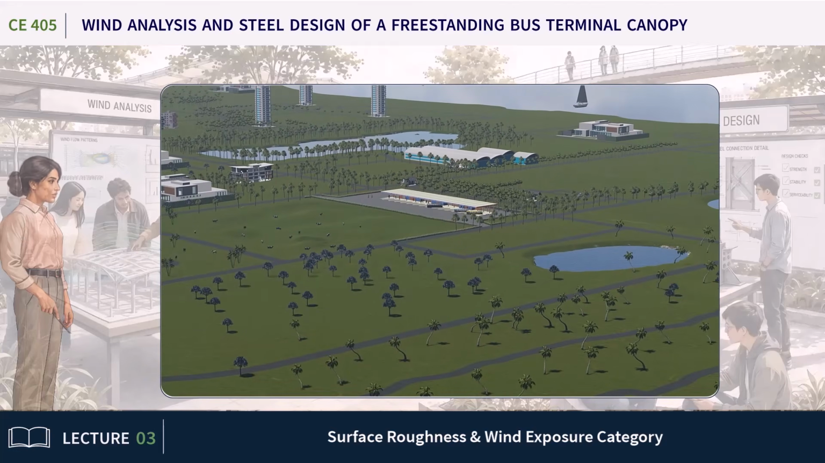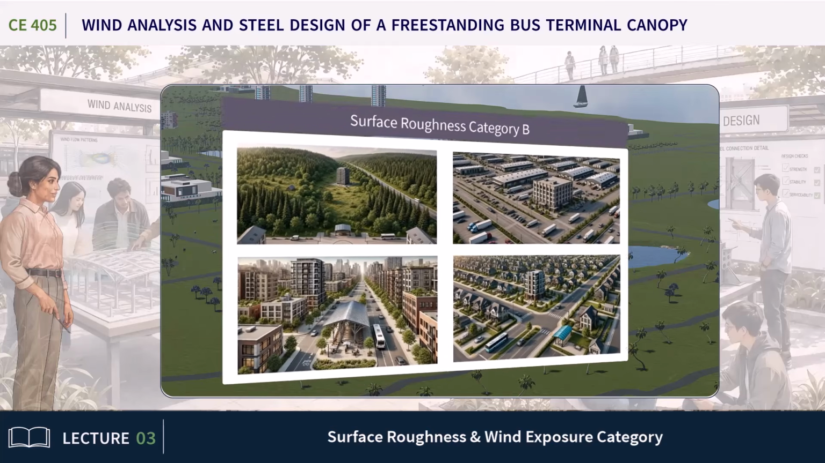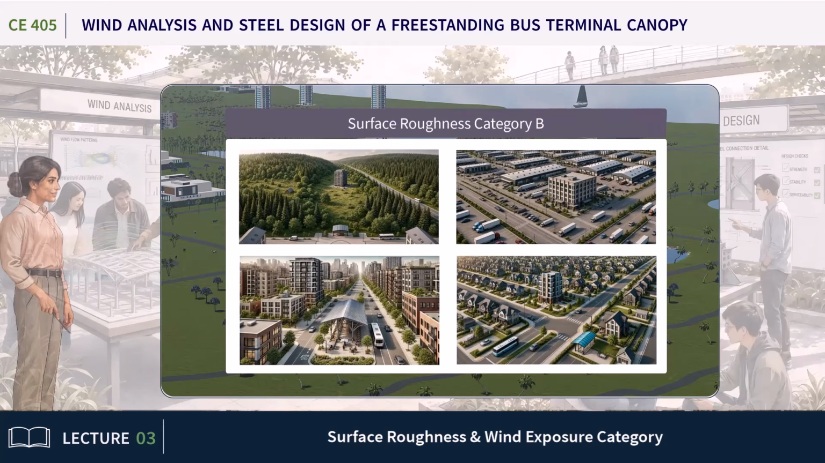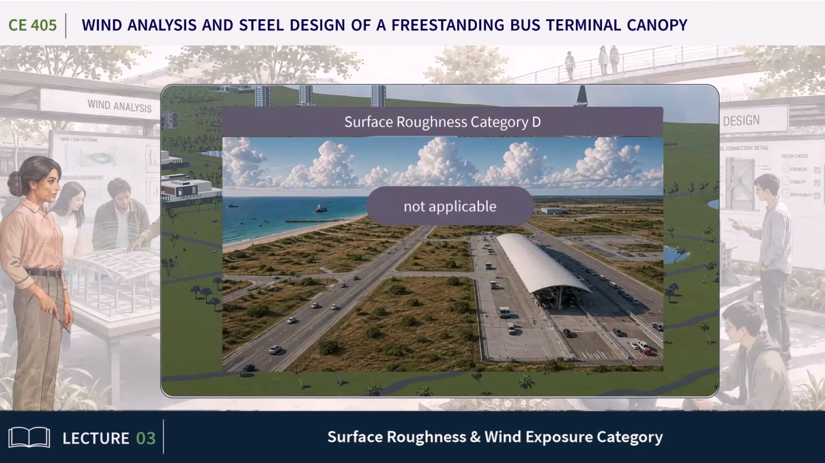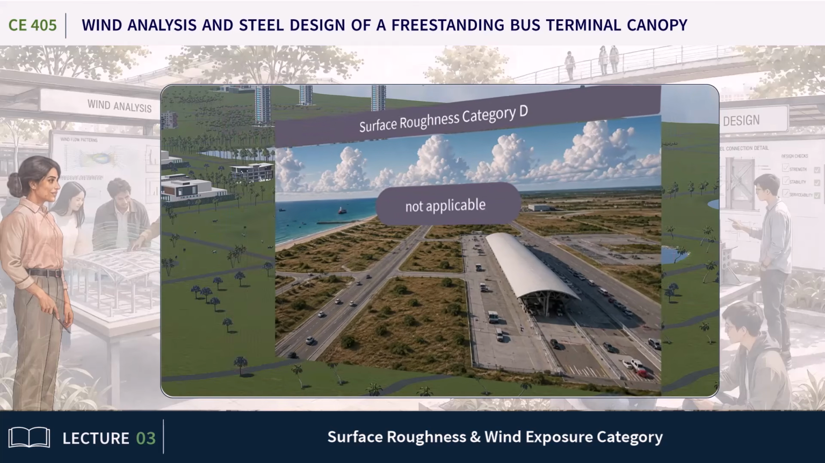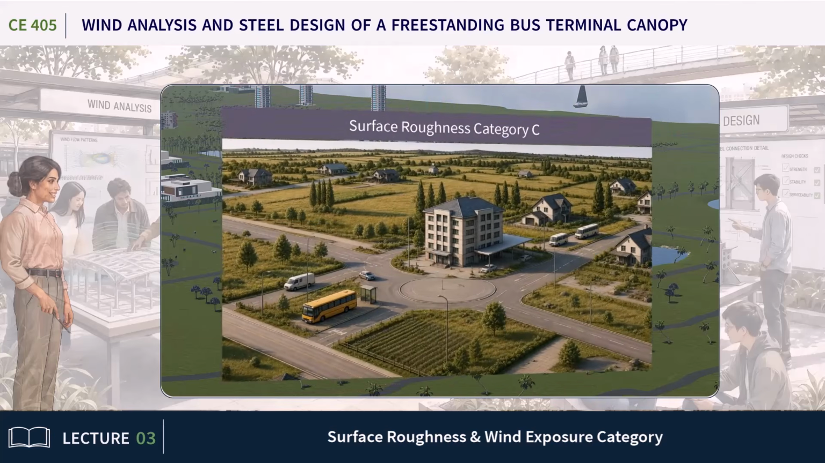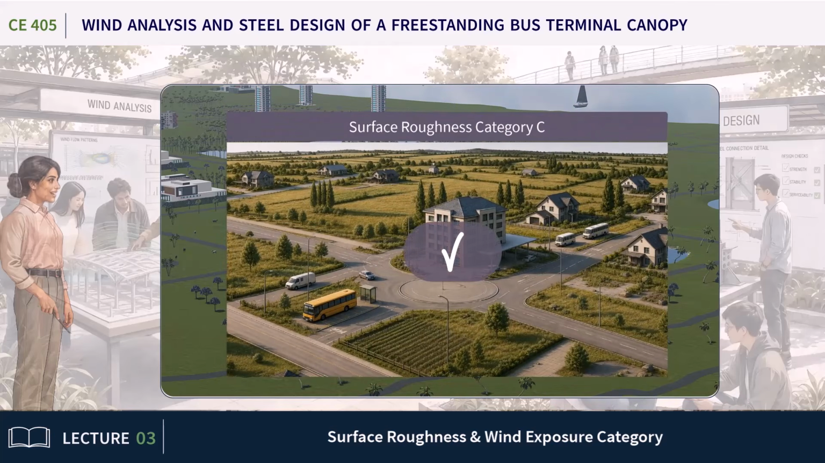Looking at the site image, we can rule out surface roughness category B. It requires densely packed buildings or trees, and that's not what we have here. We can also rule out category D since the site isn't completely flat and unobstructed like a mudflat or open water. Instead, the site's surface roughness best fits category C with some vegetation and scattered obstacles. Now, let's determine the exposure category based on this surface roughness.